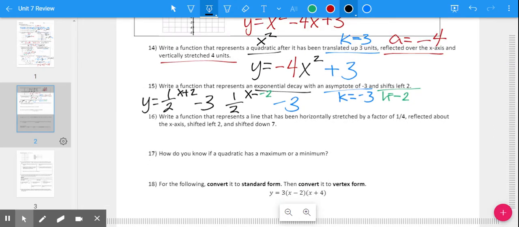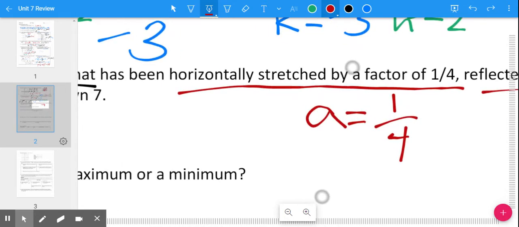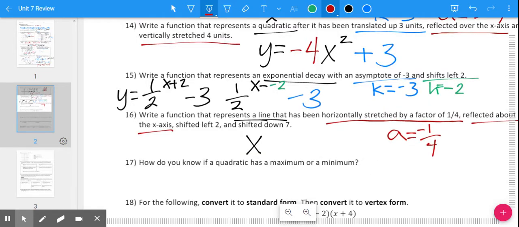So the next one is a line. So linear functions do not have anything in the exponent. Exponential has an x in the exponent, quadratic has a 2. So we're going to be dealing with a line that has been horizontally stretched by a scale factor 1/4. So a is 1/4, reflected about the x-axis, so that 1/4 is negative, shifted left 2, so h equals negative 2, and then down 7, so k equals negative 7.